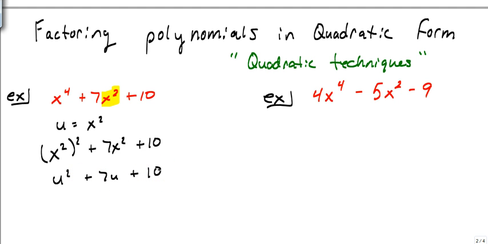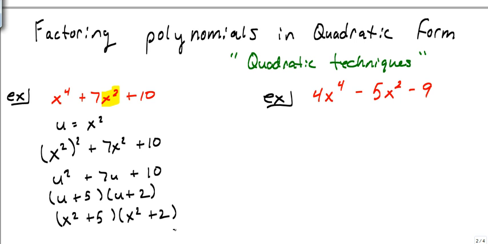Now this should look familiar. This should look like a normal quadratic that you've been solving for the last couple years. This is just u squared plus 7u plus 10. You find two numbers that multiply to give you 10 and add to give you 7. That's fairly quick. We're going to make it u plus 5 and u plus 2. That's two numbers that multiply to give me 10, 5 and 2, and add to give me 7. And now I just plug back in my x squared. So now that I've factored it, I can just plug back in x squared. So x squared plus 5 and x squared plus 2.